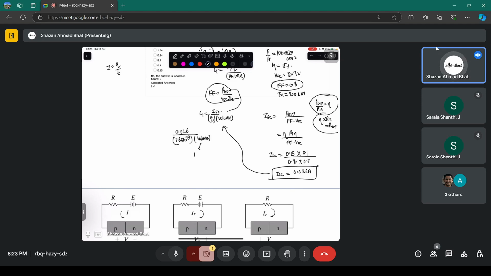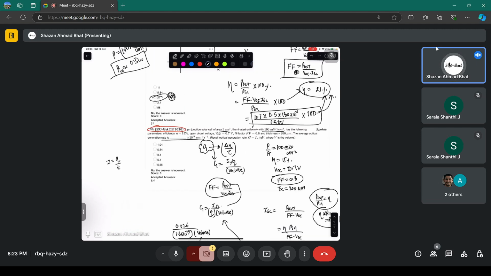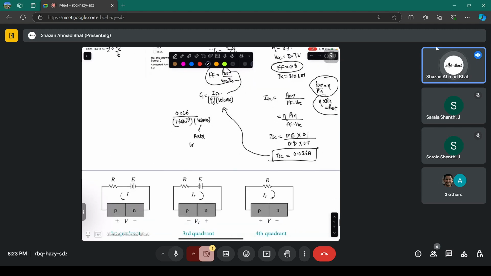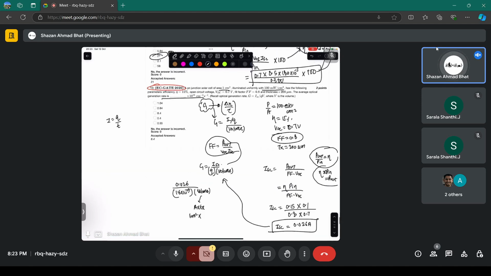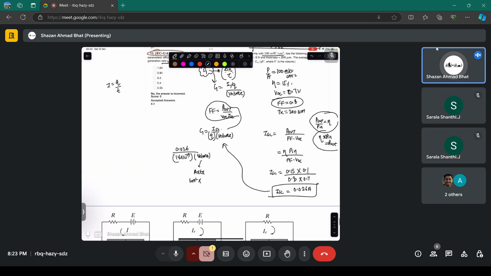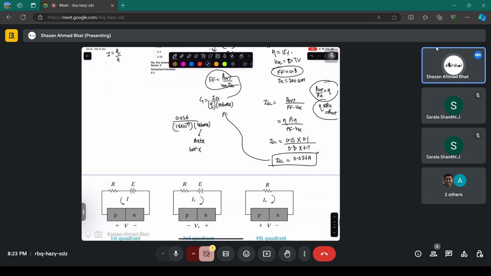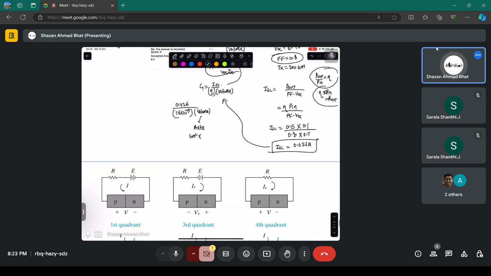Now the volume is area times the thickness. The area is how much? Is it one centimeter square times the thickness? I thought thickness won't be used, but it is times 200 micrometers. That is 0.02, yeah, 0.02. This is all in centimeters.